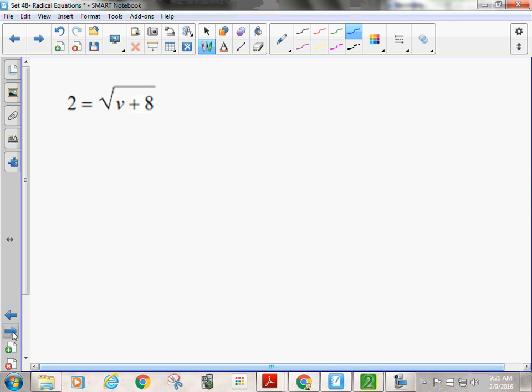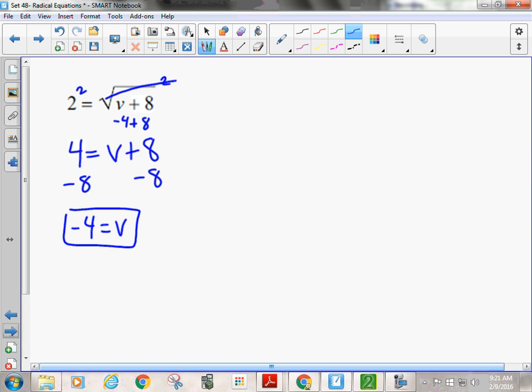All right, now notice this one looks a little bit different. We have something else underneath the radical, but again, our radical is already isolated for us. So I'm going to square both sides, and that cancels. So 4 equals v plus 8. I'm going to subtract 8 to each side, and negative 4 equals v. Now it's okay that my answer equals negative, because let's plug it back in and check. Negative 4 plus 8 gives me 4. Square root of 4 gives me 2. So my answer works out. It's okay to have a negative answer. It's just not okay to have a radical equal a negative.